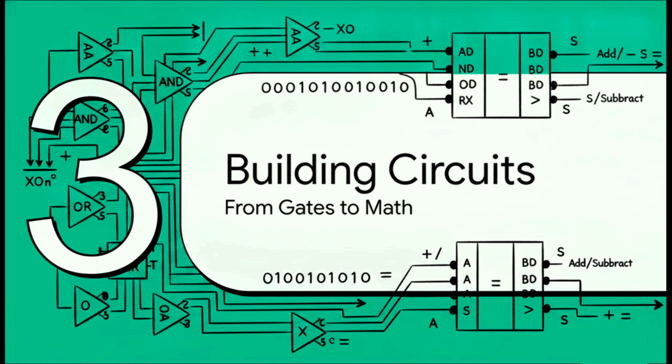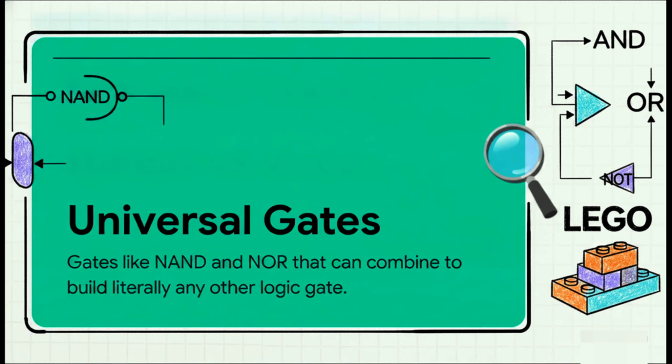So we've got these simple truth-testing gates, but how on earth do we scale them up to perform actual binary arithmetic, like addition and subtraction? Well, before we can build calculators, we need to talk about universal gates, specifically NAND and NOR. These are the ultimate Lego bricks of digital electronics.